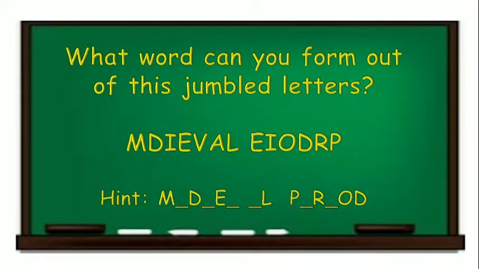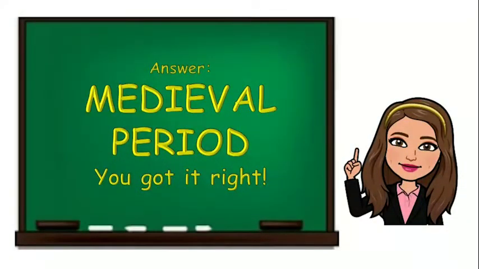Let us now move on to our lesson. What word can you form out of these jumbled letters? MD, EVAL, EIO, DRP. Hint: M-E-blank-D-blank-E-blank-blank-L, P-blank-R-blank-O-D. If your answer is medieval period, you got it right. Without further ado, let us all get started.